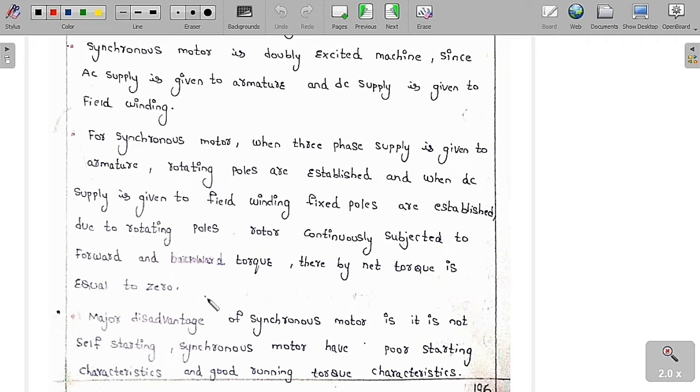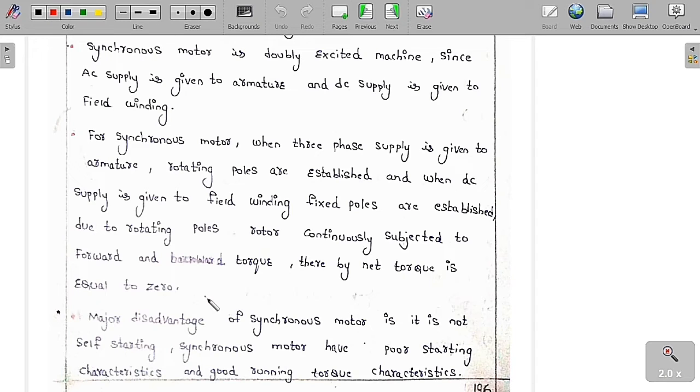The single phase induction motor is not self-starting, so we add an extra winding called the auxiliary winding only for starting purposes, and now the starting torque is not equal to zero. Similarly, for the synchronous motor the starting torque is equal to zero, because the same concept holds for the synchronous motor also. Whenever we give a three-phase supply to the armature coils present on the stator, a pulsating magnetic field is produced.